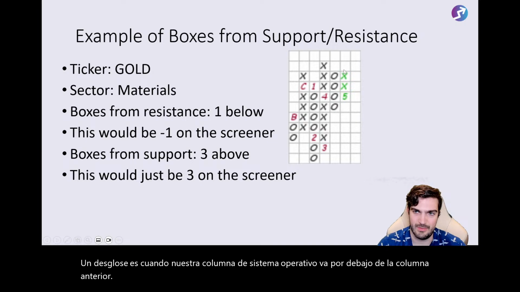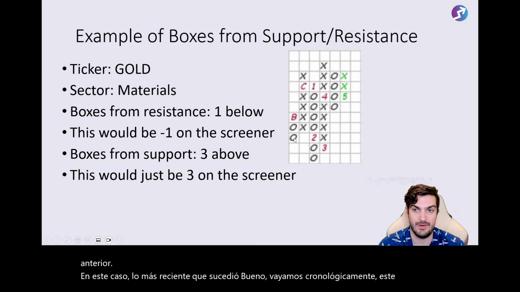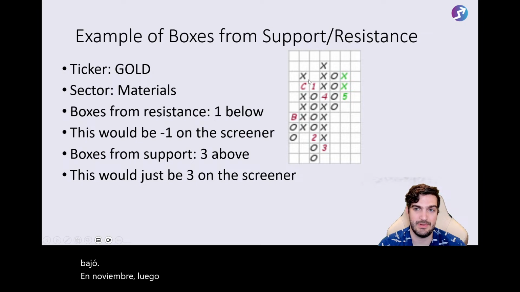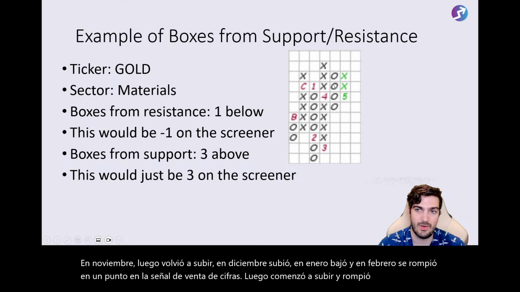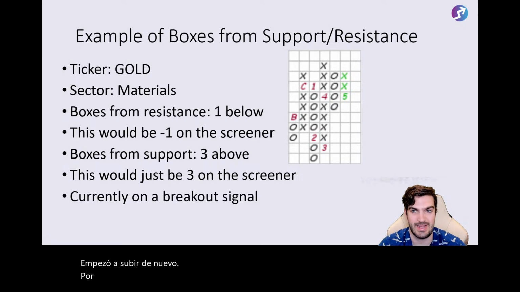A breakdown is when our column of O's goes below the previous column. In this case, the most recent thing that happened, well, let's go chronologically. This price went down in November, and then back up. December, it went up. January, it went down. And February, it broke down, going on a point and figure sell signal. Then it started going back up and broke its resistance barrier, reversed down, and then in May, it started going back up. So it would be on a breakout because that's the most recent thing that's happened.